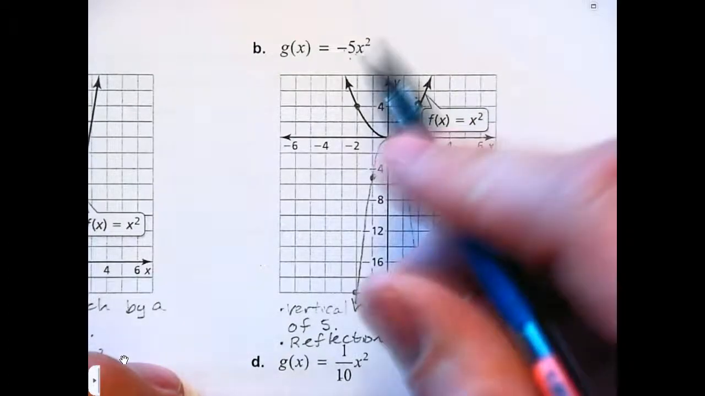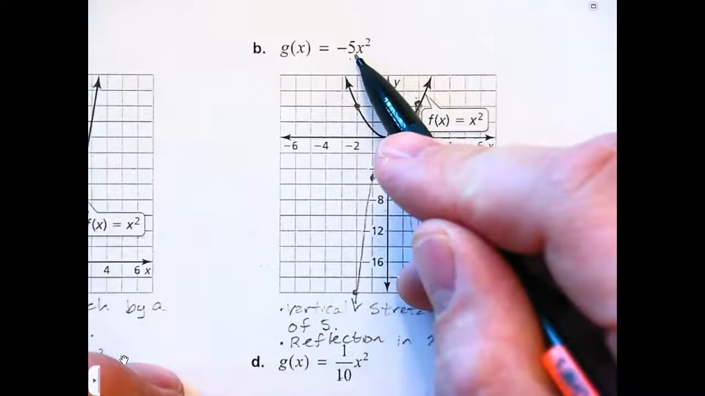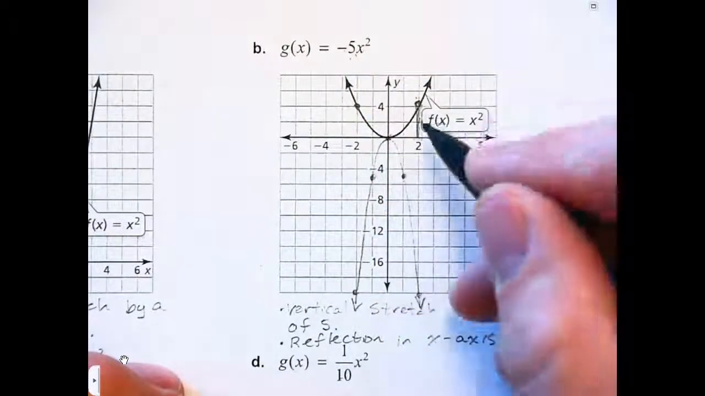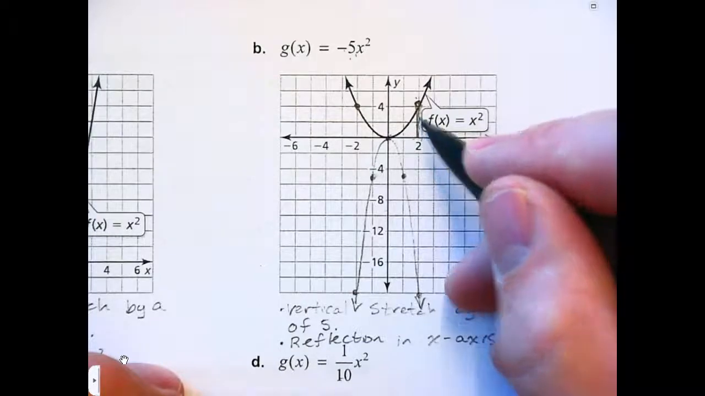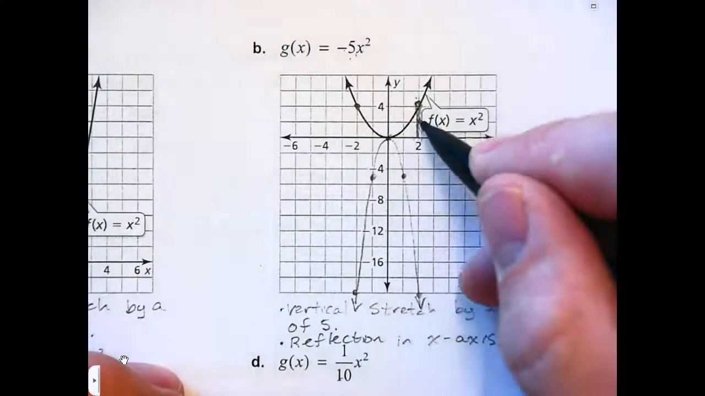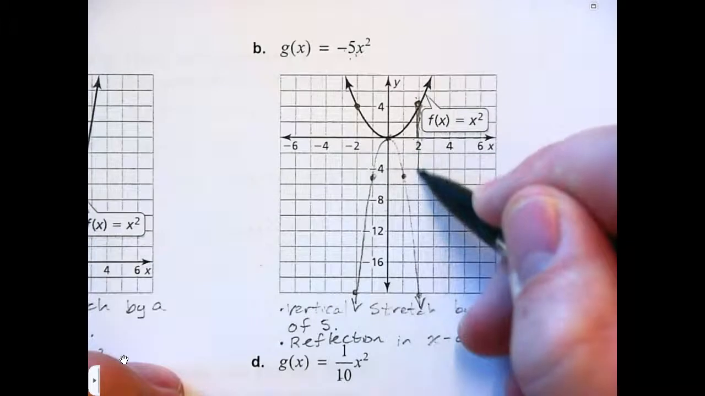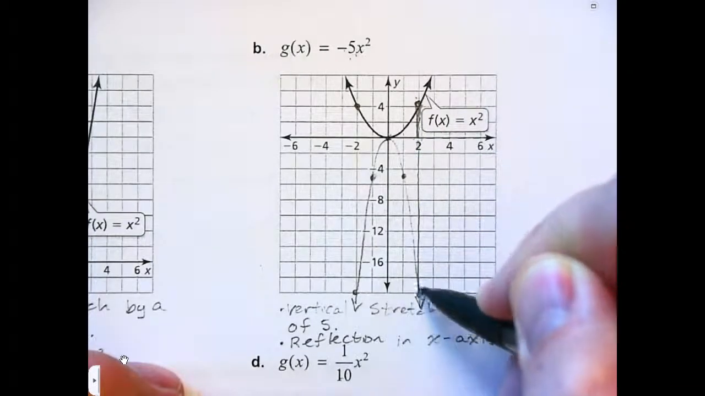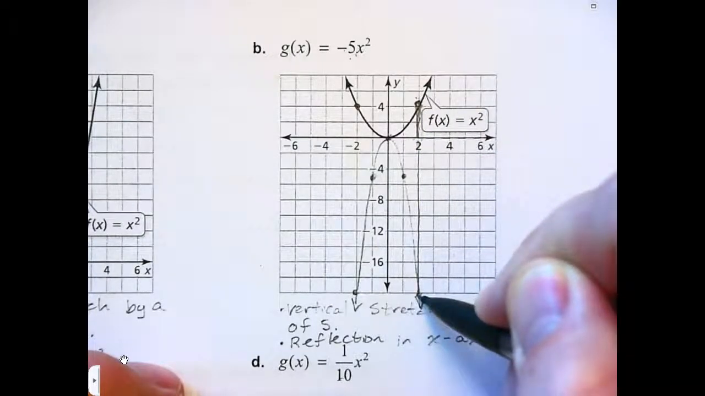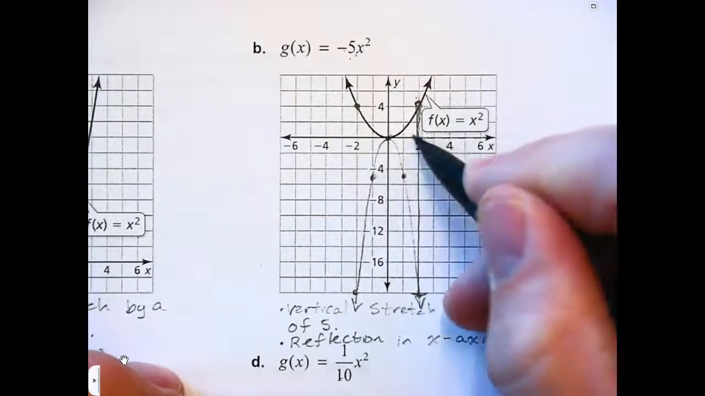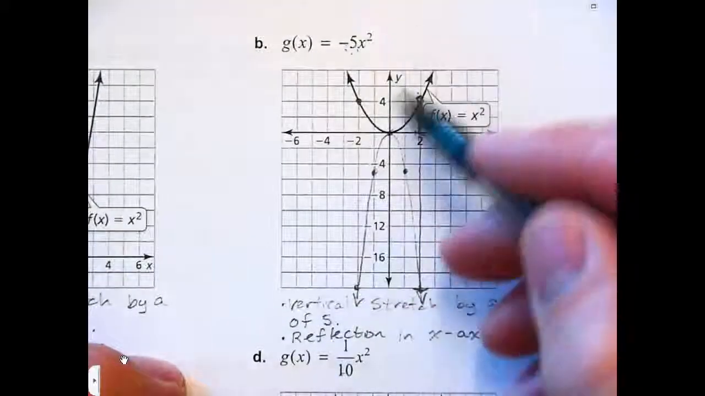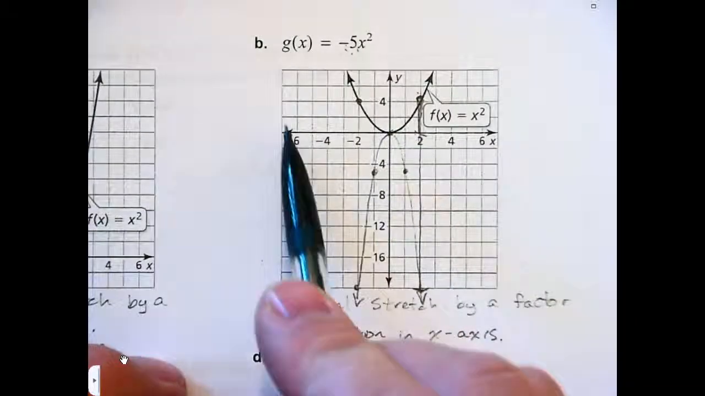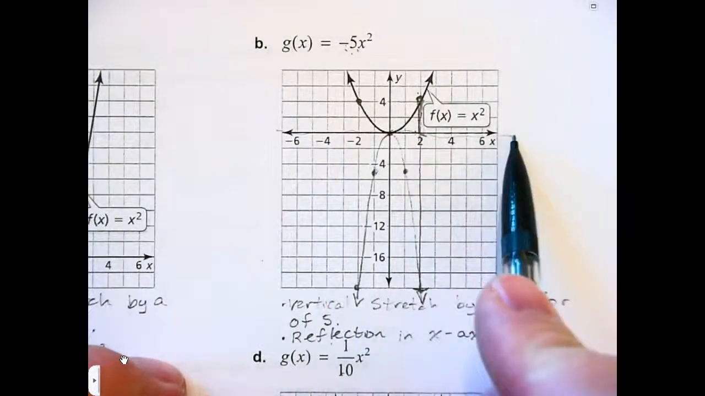Originally it was 4. We stretched it by a factor of 5. It's 4 times 5, 20. Should be 20 units away. Well, it is. It's 20 units away, but it's 20 units this way. Yeah, it's down at -20 because of that negative symbol. The negative symbol just means it flips it upside down. It's a reflection in the x-axis.